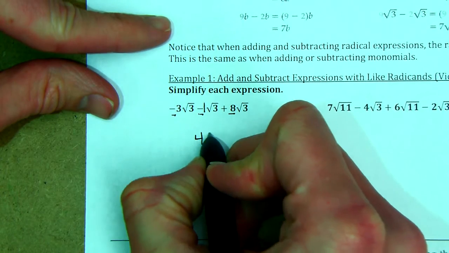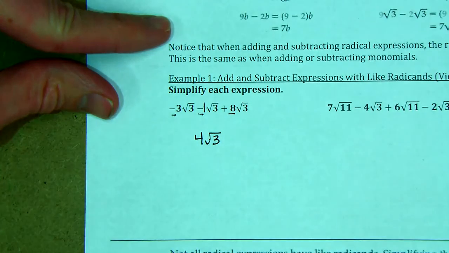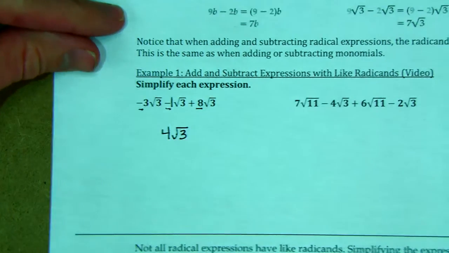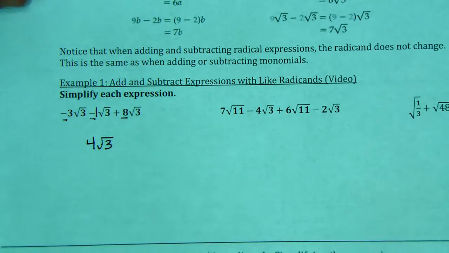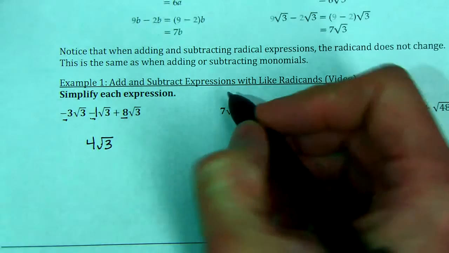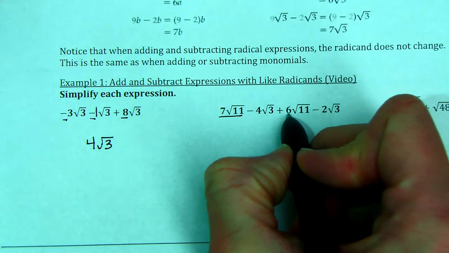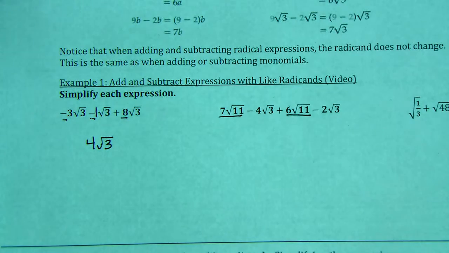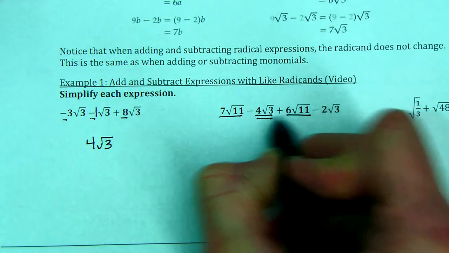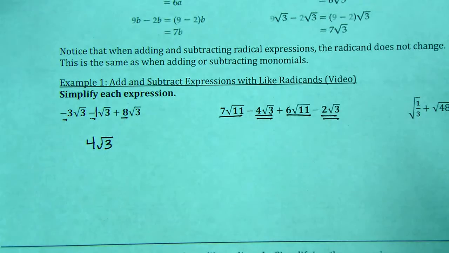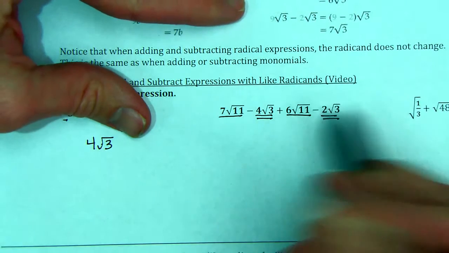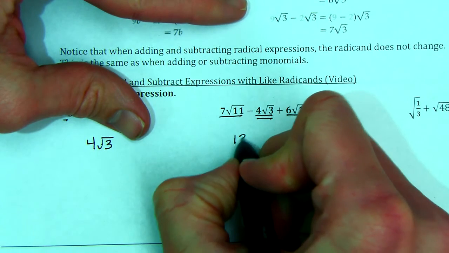We can only add them if our radicals are the same. So take a look at the second example. In this one, we have 2 different types. We have one with an 11 as a radical, and then we have ones with 3's as our radical. So just like as if it were an x and a y, we can only put the 11's together. We can only put the 3's together. So we add the coefficients. 7 plus 6 is going to give me 13 times the square root of 11, and then negative 4 and negative 2 give me negative 6 square root of 3.